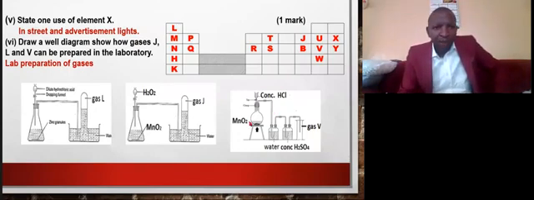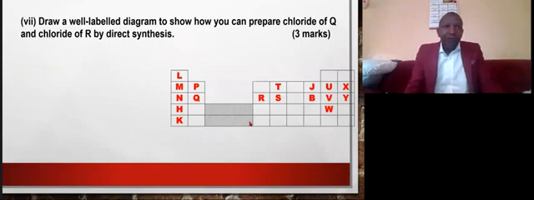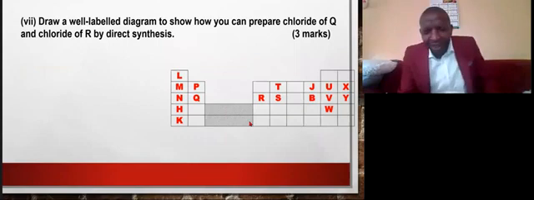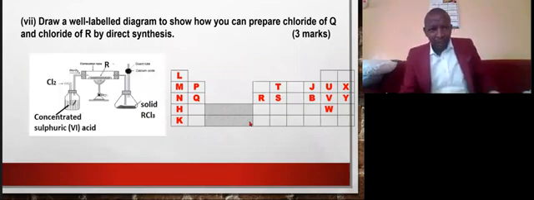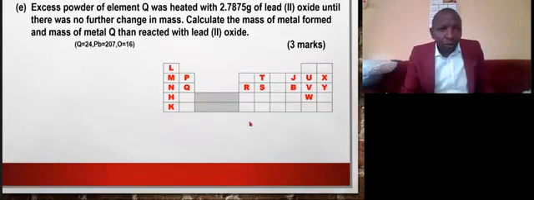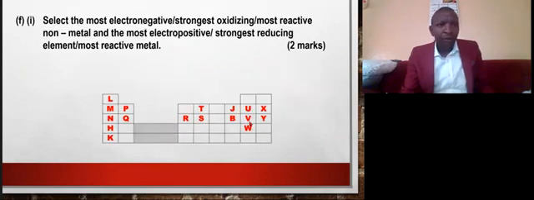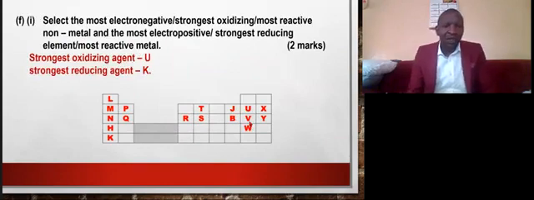So we continue now. Draw a well-labeled diagram to show how the chloride of R and chloride of Q can also be prepared by direct synthesis. We also prepared this one. I think that is where we stopped. I think this was the last thing that we were talking about, the strongest oxidizing agent. And that is where I'm starting from.